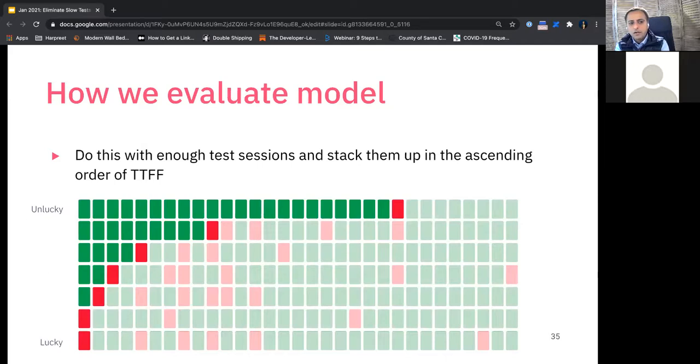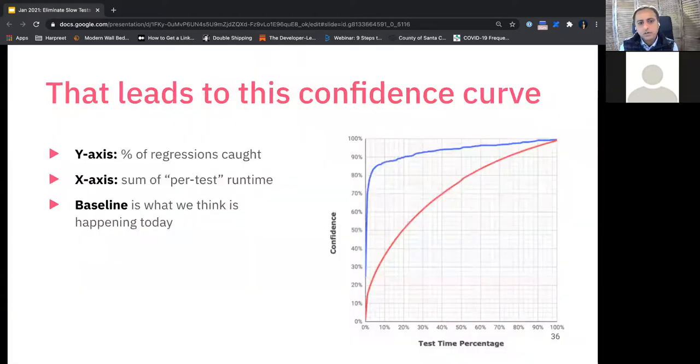So if you line all these red points up, you get to something we call this confidence curve, right? And what that confidence curve tells you is, on the x-axis is the time it takes you to run these tests. So this is a cumulative graph now. And on the y-axis, it tells you the confidence of the tests, or how quickly these regressions were found, right?